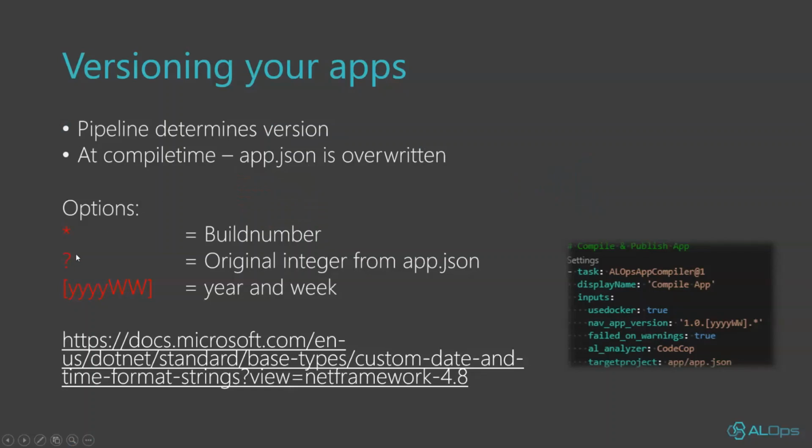And there is also a question mark, and the question mark is actually the original from the app.json. So if you would like developers to choose versioning, what you could do in this case, for instance, the 1.0 is now hard-coded in the YAML. What you could do is question mark dot question mark, and then it will get those two numbers from the app.json. And then you can basically mix and match some parts of the app.json and some parts of the build pipeline, an automatic versioning.